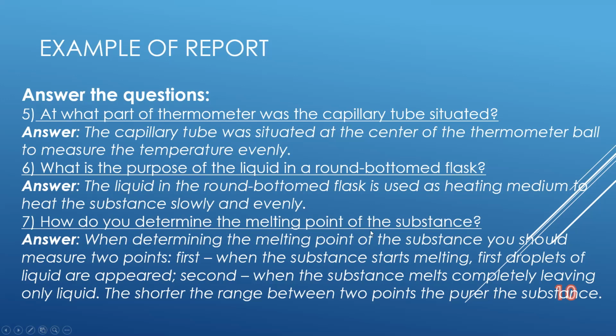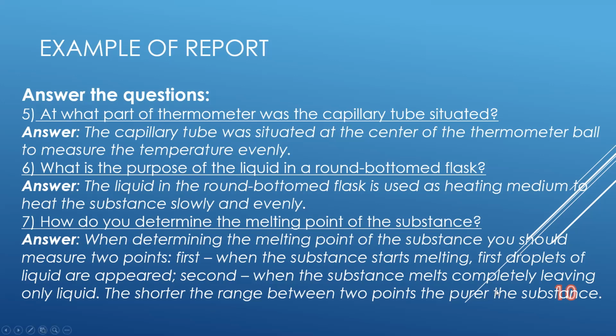You could find the answer to this in the previous presentation on the subject. And the answer: when determining the melting point of the substance, you should measure 2 points. Usually it's 2 points for this work. It's 1 point when it starts melting, when the first droplets of liquid appear, and the second when the substance melts completely, leaving only liquid.